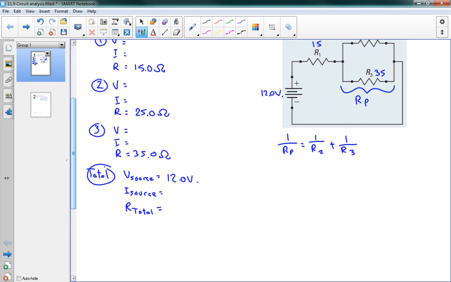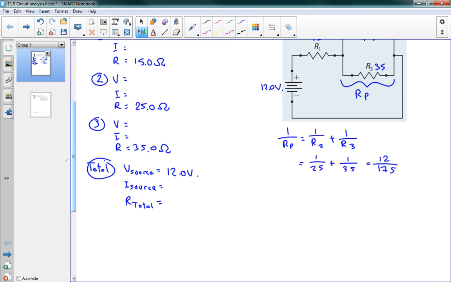And so we can put in our numbers here. So this is 1 over 25 plus 1 over 35, which is equal to, you can find the common denominator, 12 over 175. And I really do prefer if you can try to keep these as fractions instead of decimal numbers for as long as you can. But it's okay. If you wrote a decimal number for that one, that's also fine.